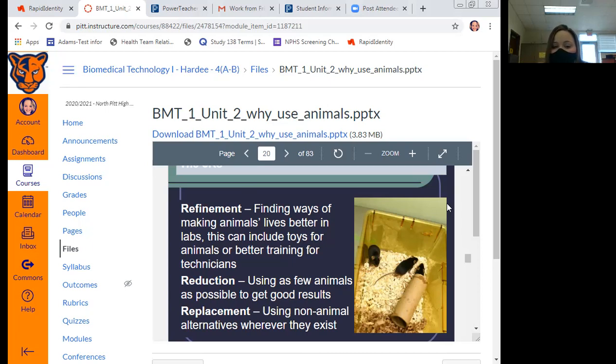So that's refinement. Reduction allows us to use as few animals as possible to get similar results. So versus testing on 1,000 mice, could we use a different type of animal to achieve the same results, such as if we could use 1 dog versus 3,000 mice, we are still reducing the number of animals that we are testing on. And then replacement, so using non-animal alternatives whenever they exist, so in vitro, computer models, etc. So you do need to know refine, reduce, and replace, and be able to detail them and then perhaps provide an example.